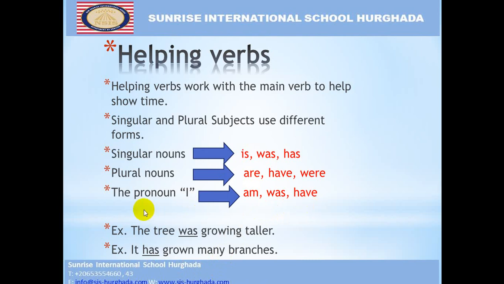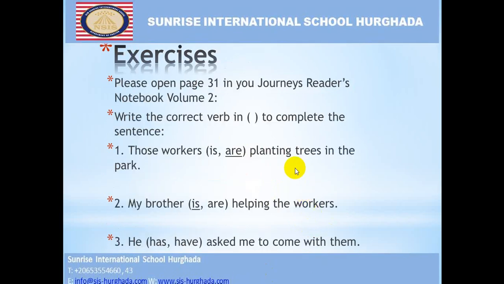Okay? For example, the tree was growing taller. We used was because the tree is a singular noun. It has grown many branches. If I were to say the trees, I would say the trees were growing taller. Okay, let's keep on going.